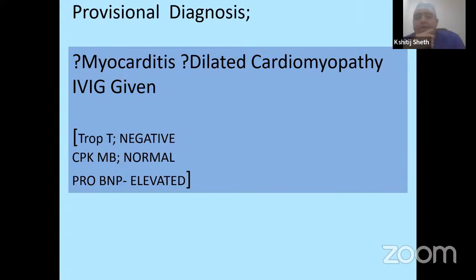It was given. Investigation wise, the troponin was negative, CPK-MB was normal, but NT-proBNP levels were elevated. So NT-proBNP is a very important investigation when you have to differentiate between a respiratory versus a cardiac cause of respiratory distress. So if you have, say, pneumonia or asthma, your proBNP level will never be elevated. But if you have cardiac failure, where you have tachycardia, tachypnea because of cardiac failure, the proBNP levels will be elevated.